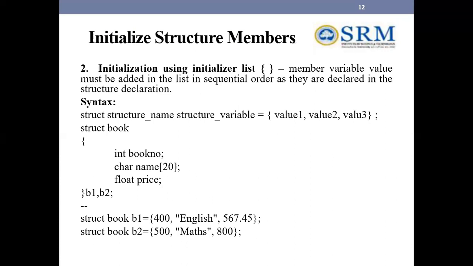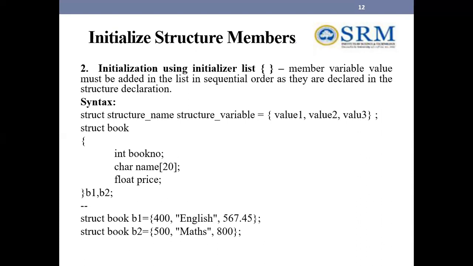For example, take struct book. Book is a structure and it has three member variables: book number, name and price. We are creating two structure variables B1 and B2 for the structure book. And how to assign the values for book 1? Struct book B1 equal to, book number 400, book name English and floating price. So all the values can be assigned in a single line. And struct book B2, 500 and maths comma 800. So these are the methods to assign values for member variables in structures.